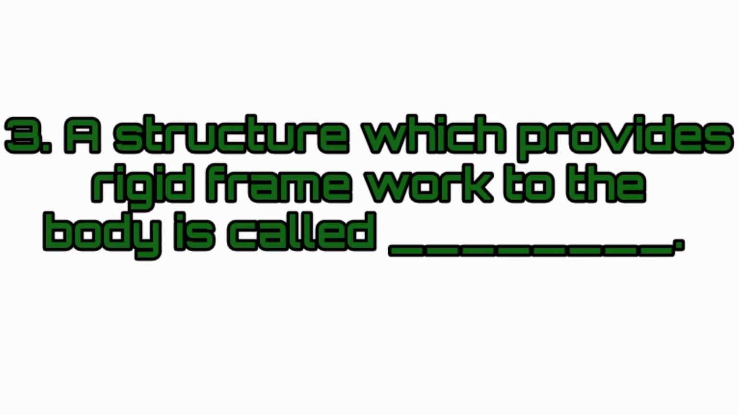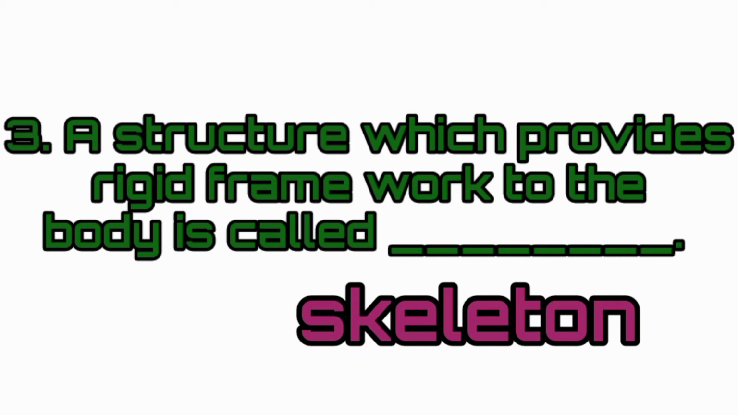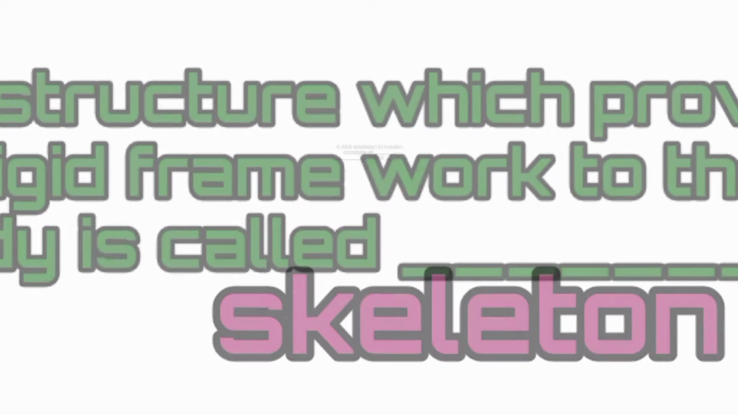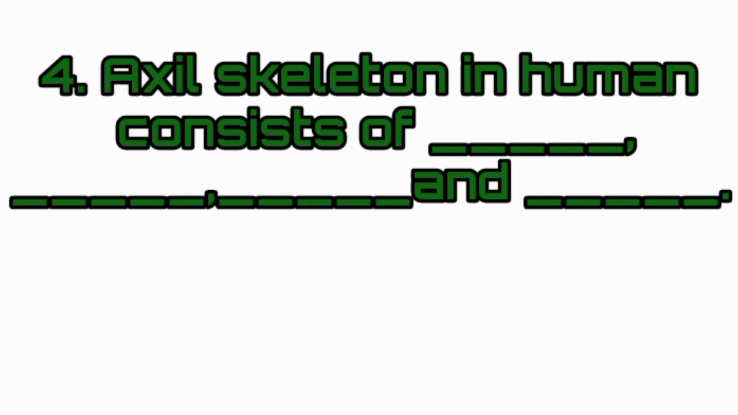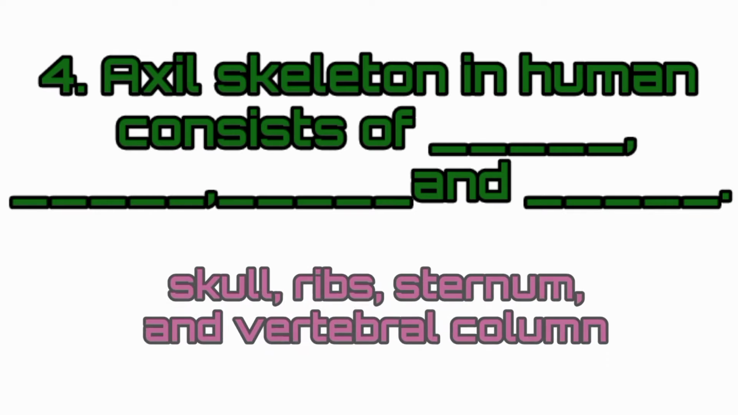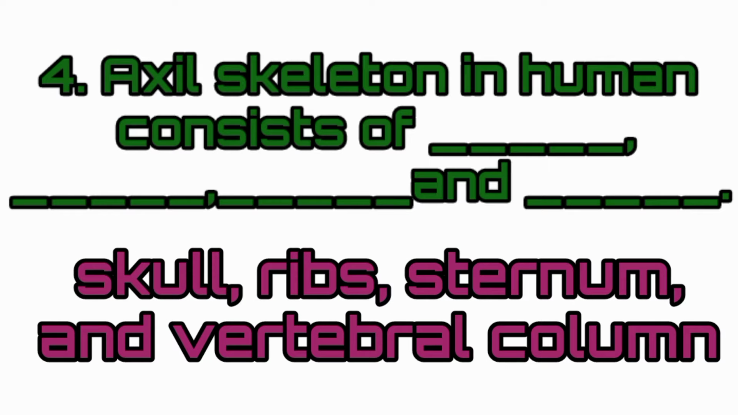A structure which provides rigid framework to the body is called dash. Answer: skeleton. A structure which provides rigid framework to the body is called skeleton. Axial skeleton in human consists of dash, dash, dash and dash. Answer: skull, ribs, sternum and vertebral column. Axial skeleton in human consists of skull, ribs, sternum and vertebral column.